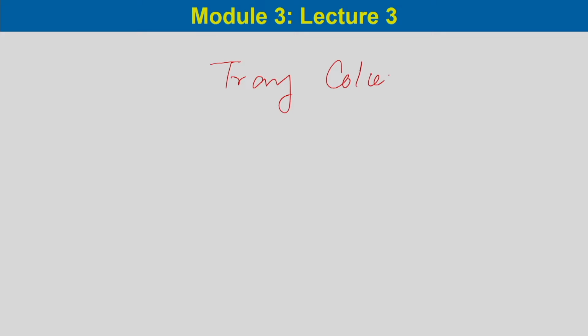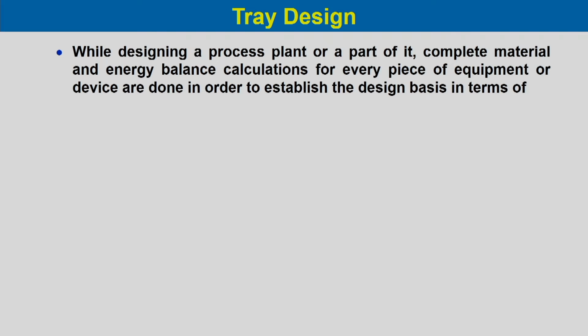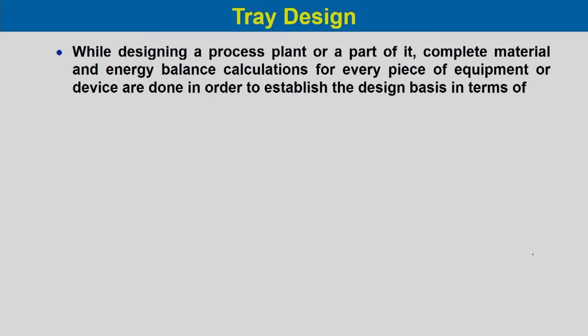In this lecture, module 3, lecture 3, we will continue our tray column design. So, we will see how to design a tray column. While designing a process plant or a part of it, complete material and energy balance calculations for every piece of equipment are required, and this can be established for the design only when we have certain parameters in our hand.